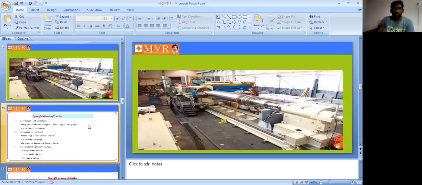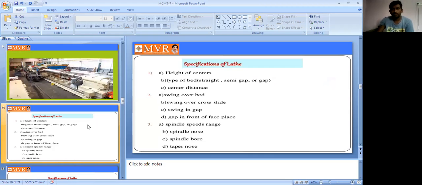Next, the first topic is that we will discuss the engine lathe. What is the engine lathe? What is the function of the engine lathe? What is the working principle of the engine lathe? Define the engine lathe and explain how it works. The next topic is specifications. The third topic is the specifications of the lathe.